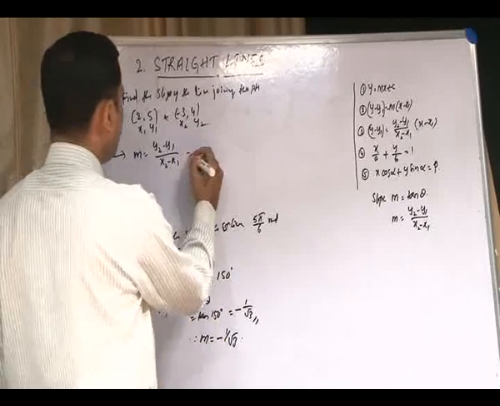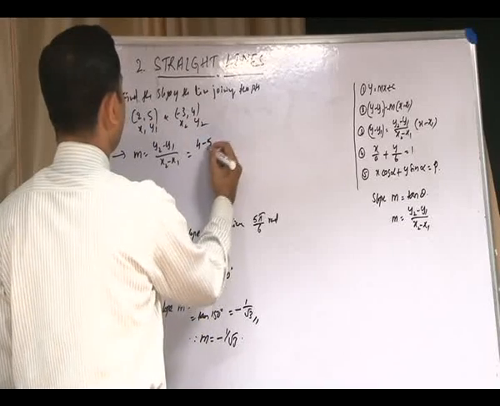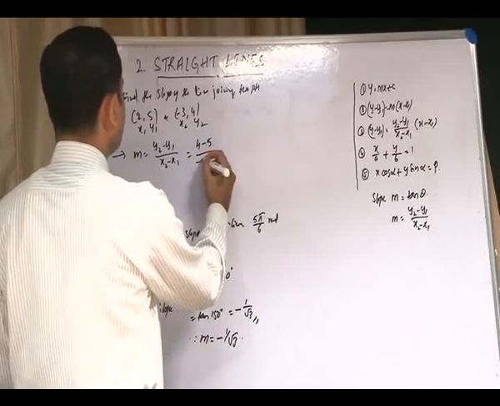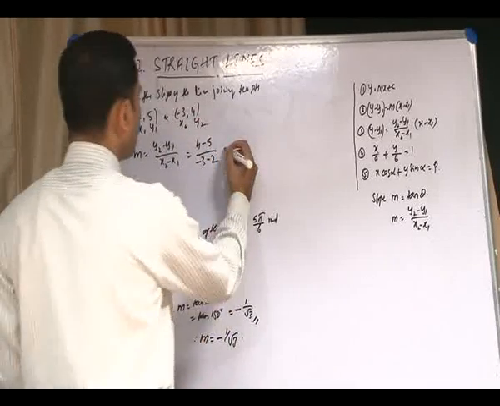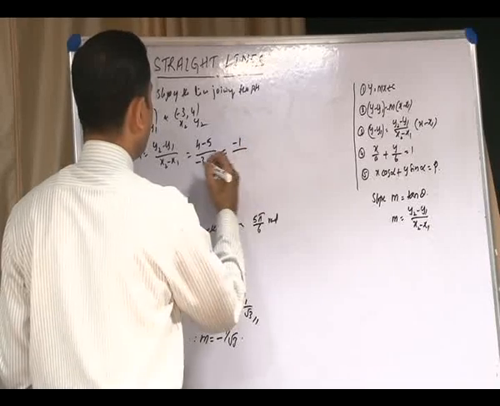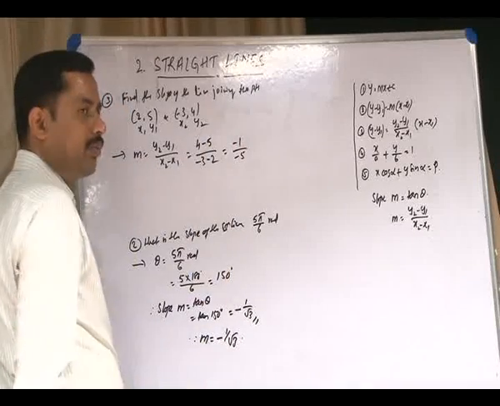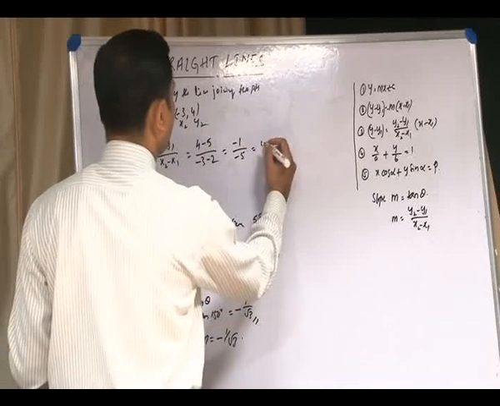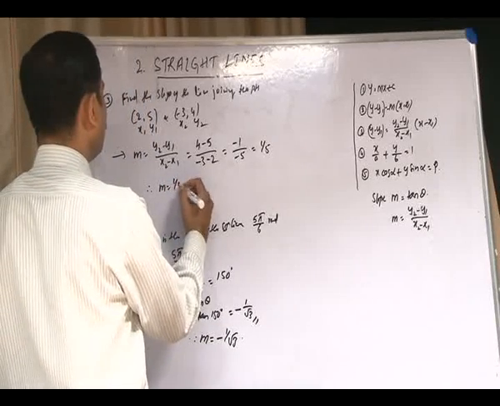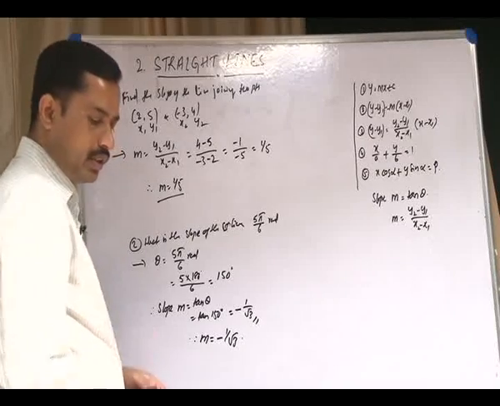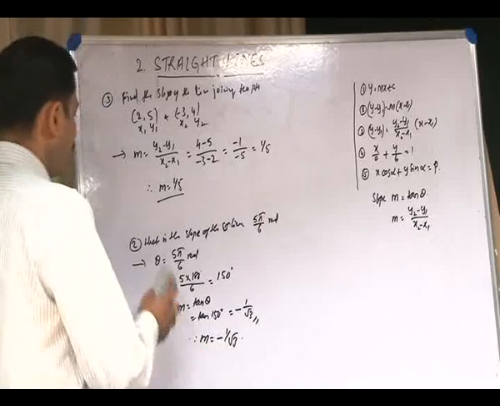Substituting in this formula, y2 is 4 minus y1 is 5, divided by x2 is minus 3 minus x1 is 2. So that becomes 4 minus 5 is minus 1, divided by minus 3 minus 2 is minus 5. The minus signs cancel, and that becomes 1 by 5. Therefore, the slope of the line m is equal to 1 by 5. Like this you can find the slope of the straight line if the line passes through 2 points.